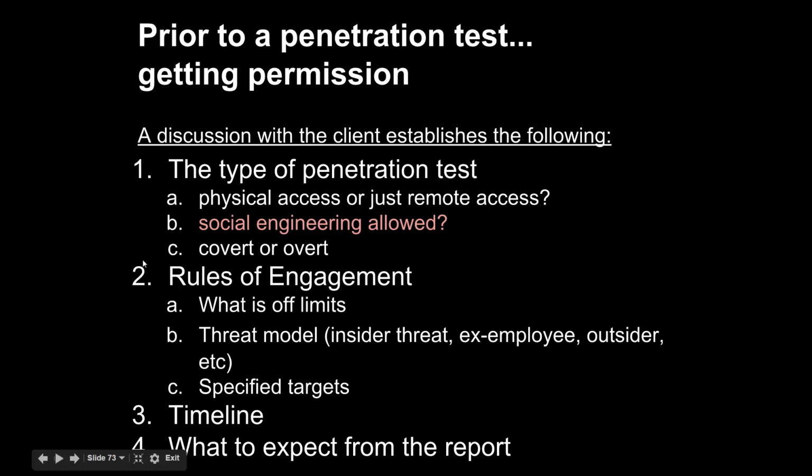Secondly, you'll establish the rules of engagement. You'll establish what is off limits, the threat model, what you're trying to research for them, whether it's an insider threat, an ex-employee with some amount of information, or an outsider altogether that is attacking the system blind. You'll establish what targets they would like you to go after, like the database, etc. And then you'll establish a timeline and what you'll be giving to them in a report.